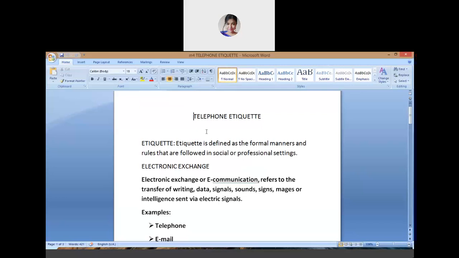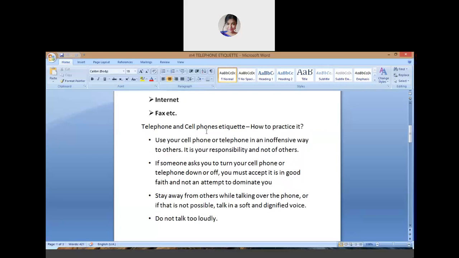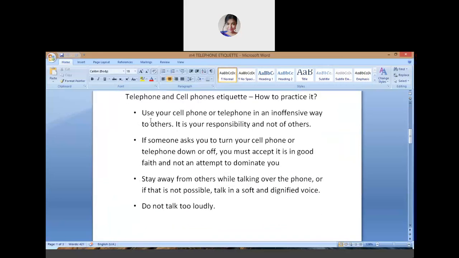Sometimes we have to use a telephone, maybe at our workplace. So you also need to know how to handle the telephone, and of course you need to know how to handle your mobile phone. Okay, so there are certain rules and regulations associated. So I would like to explain the rules and regulations that you must follow when you are in a professional or formal setting. These are some of the etiquette. Okay, cell phone and telephone etiquette. These are some of the telephone and cell phone etiquette.